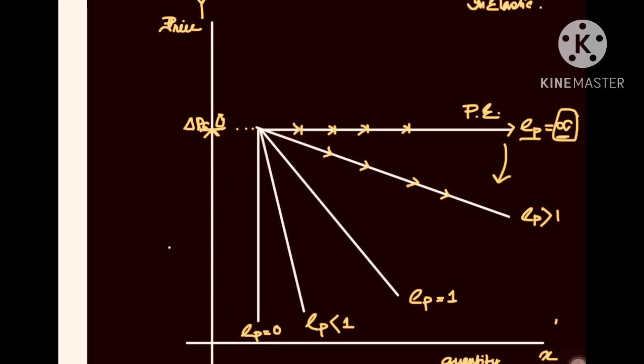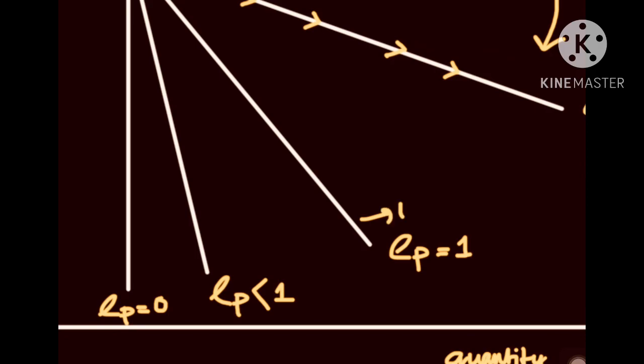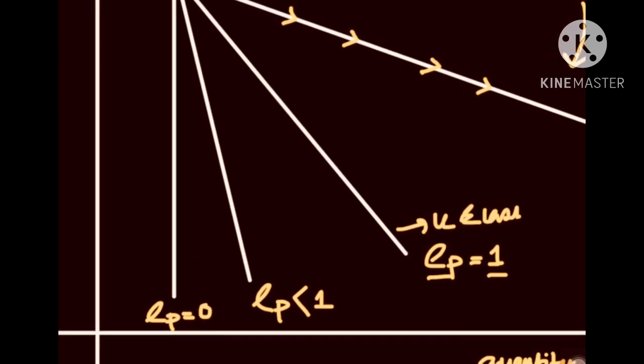Now coming to the next point, unit elastic. This is called unit elastic. Here the value of elasticity is equal to 1. Why? Because if you look at the curve, the change of price at two different points and the change of demand at these two particular points, you can see that the change of price and the change of quantity are equal. Means here delta P is equal to delta Q.